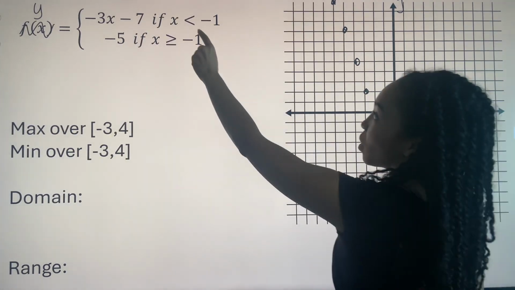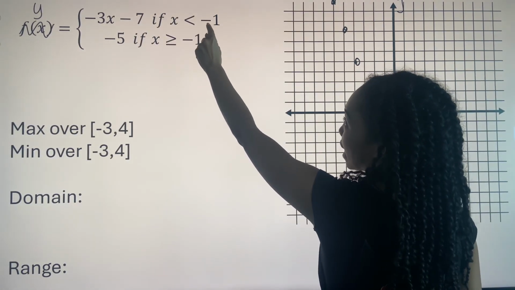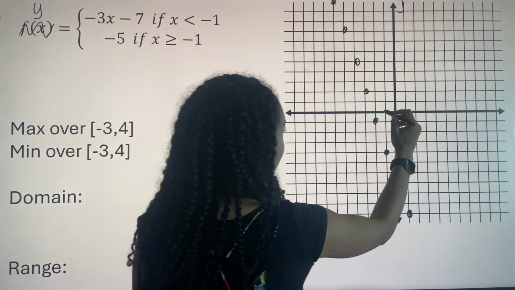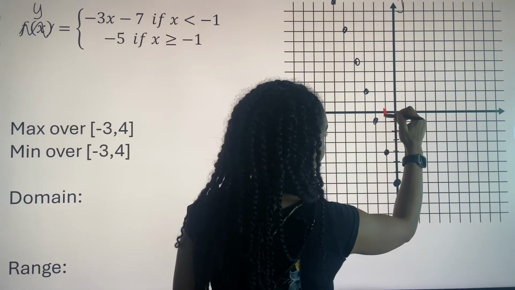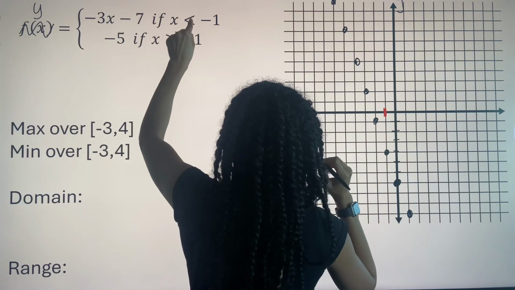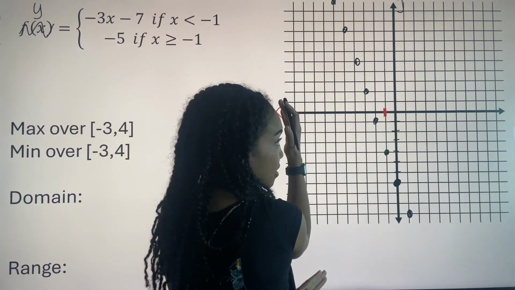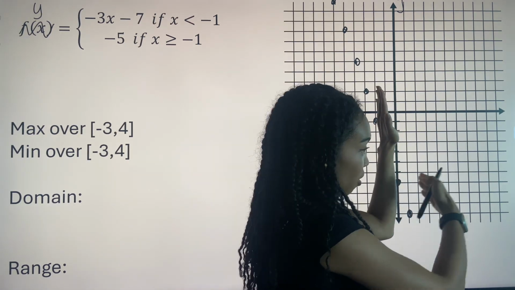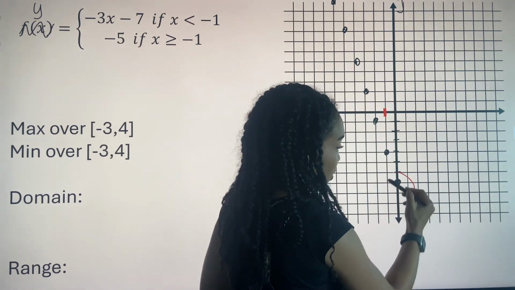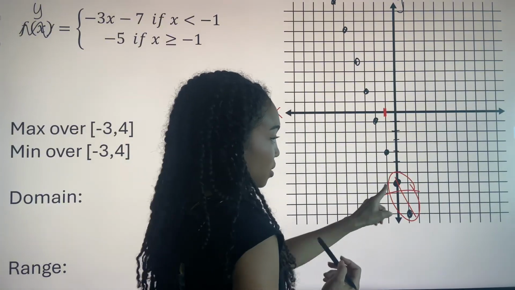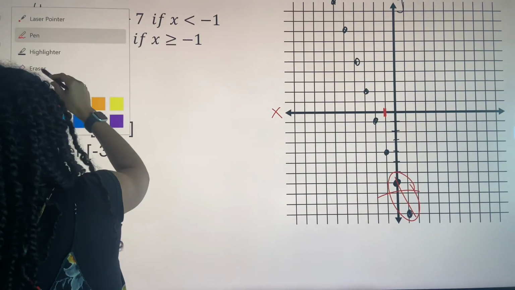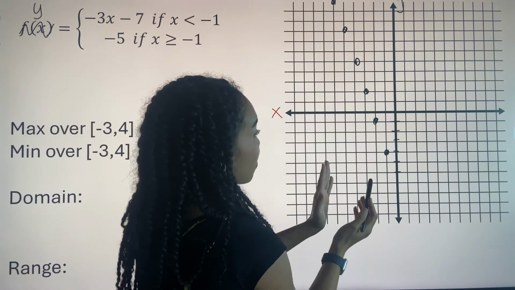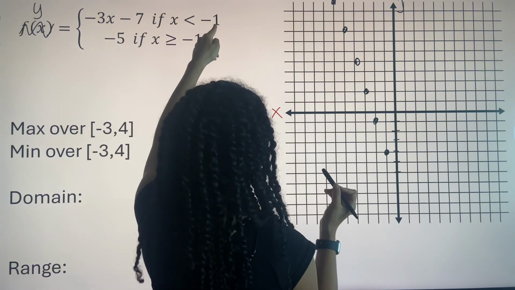However, I only want x values that are less than negative 1. So here is the x-axis, and this is negative 1 on the x-axis. The values that are less than negative 1 are on this side. That means I need to get rid of the things that are on this side of negative 1. So I'm going to erase those points. I don't need those. So let me get rid of those points. Now I have the values that are less than negative 1.